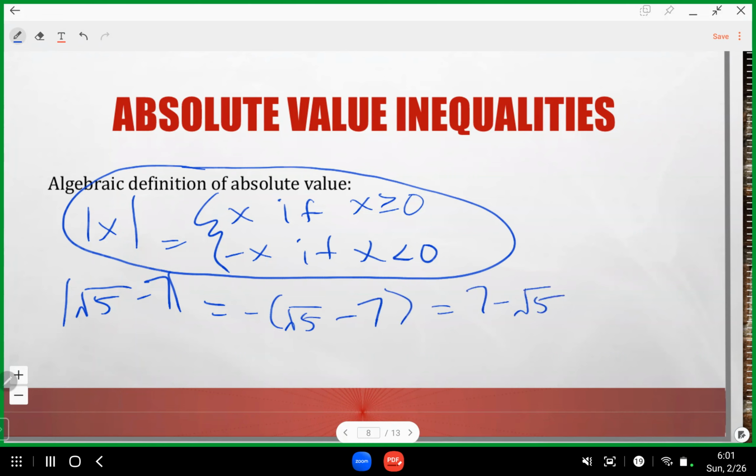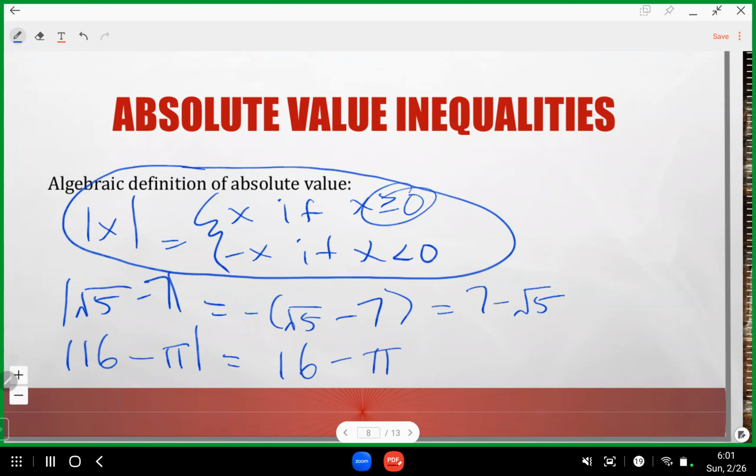Now, let me give another example about the absolute value. If you have 16 minus pi, for example, 16 minus pi is going to be positive. So your argument x is actually greater than 0. So then it's just x. There's nothing that can be done because it's positive already. You don't have to put a negative sign to it. Okay, so that's basically absolute value.